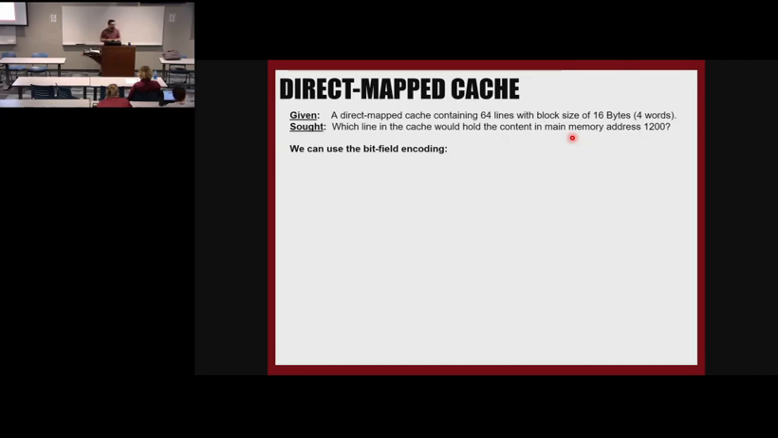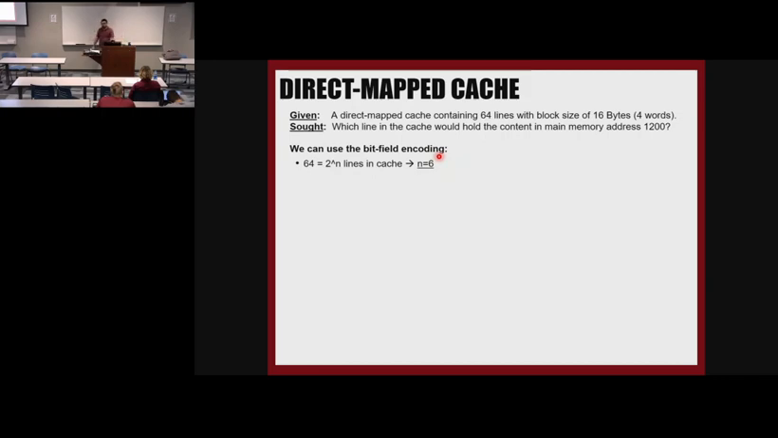If you use bit field encoding, and you get 1200 as the address, you just put it in the bit field encoding and you find it. So let's do the bit field encoding first. We have 64 lines. Sorry, N is equal to 6, because 64 is 2 to the 6. And it says it's a direct map cache, so we have that information. We know that the bit field encoding for a direct map cache has N, M, W. So now we have to start finding N, M, and W.